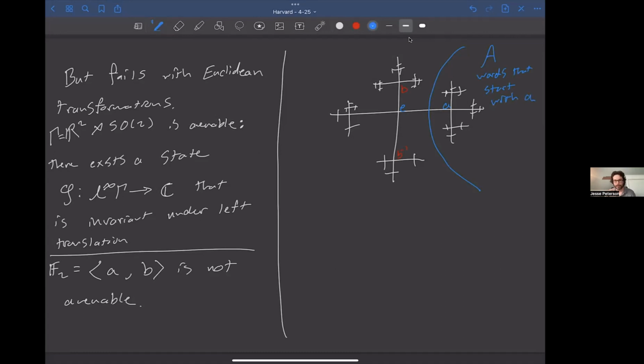Writing from the left to the right. And then you can imagine on the left-hand side, we have A inverse. On the bottom, we have B inverse. And on the top, we have B, all the words that start with B. And then the thing to notice here is what happens if we take this set A, all the words that start with A, and we multiply it by A inverse.